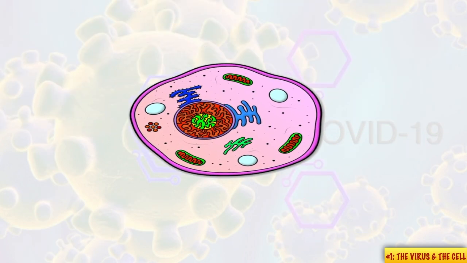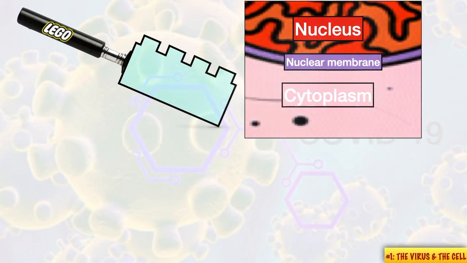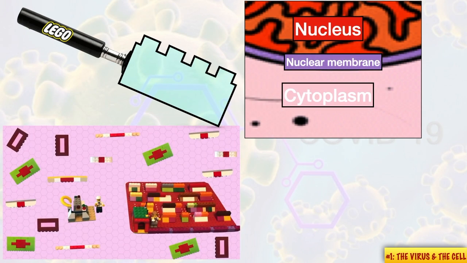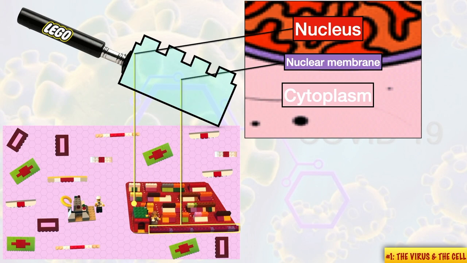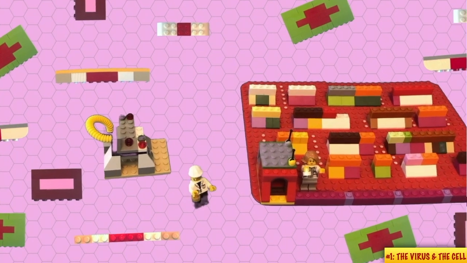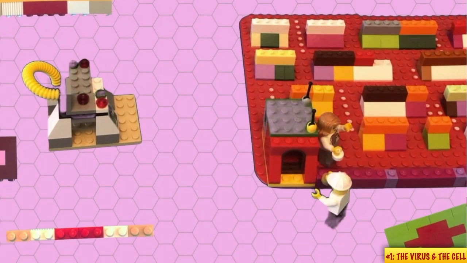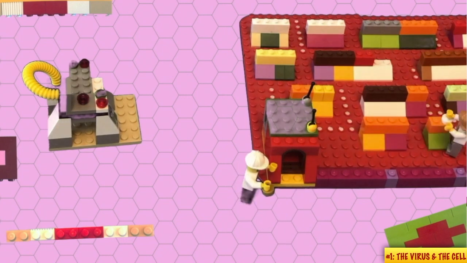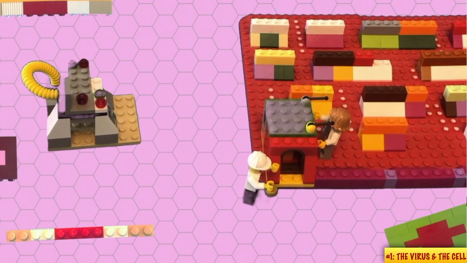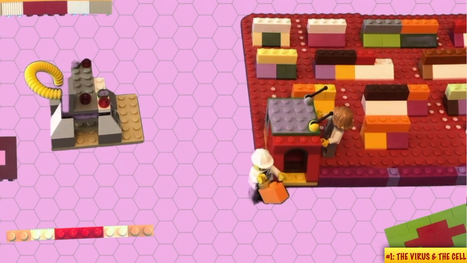Let's take a closer look inside the cell with our Lego magnifier to see how this works. Our Lego cell has a nucleus, a nuclear membrane, and a cytoplasm with lots of cell organelles in it. When a task has to be done in the cell, a special molecule is sent to the nucleus to get the instructions. Another molecule in the nucleus locates the correct genetic instruction, called a gene, and makes a copy and gives this copy to the waiting molecule. The original gene is called DNA and the copy is called RNA.